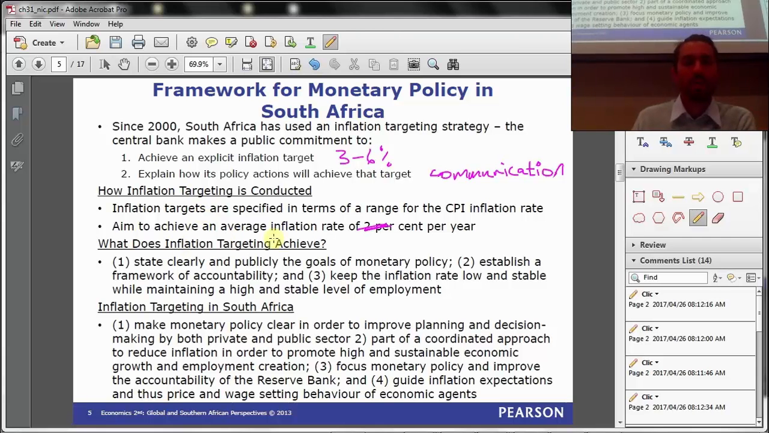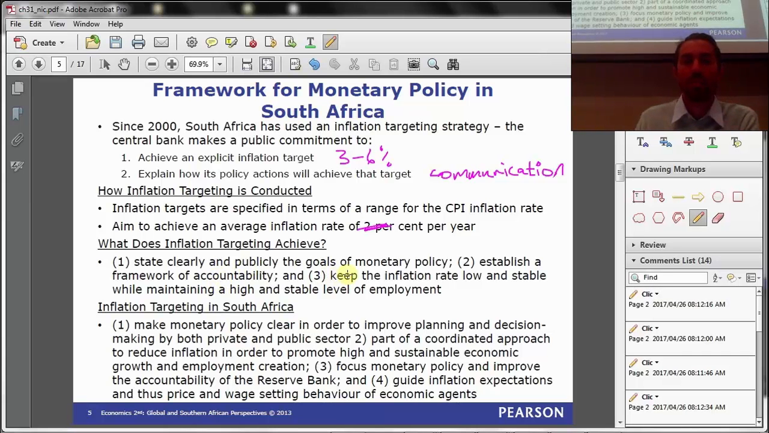What does inflation targeting achieve? It states clearly and publicly the goals of monetary policy. It establishes a framework of accountability. In other words, you can check. Monetary policy, the Reserve Bank has said this is what they will do if we see the following. Are they doing that? Okay? It's very easy to hold the Reserve Bank accountable under those circumstances.